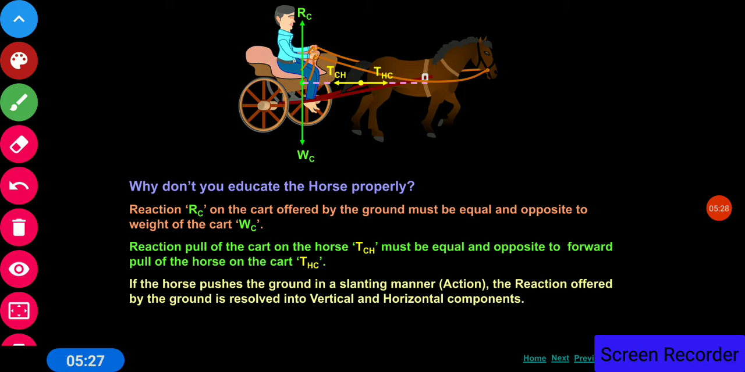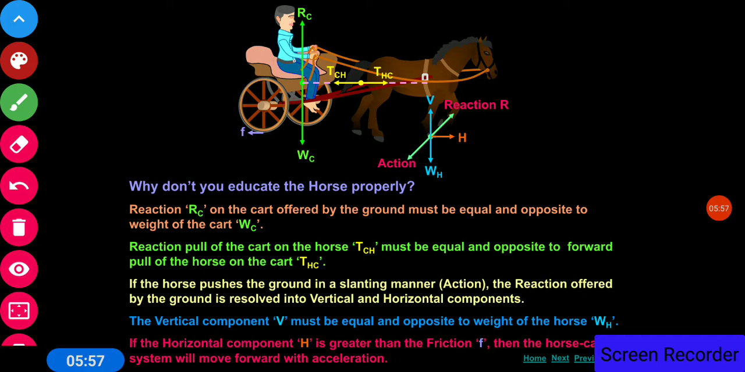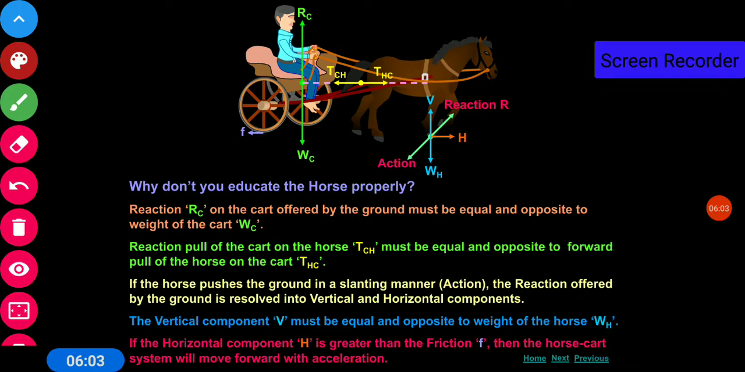If the horse pushes the ground in a slanting manner, that is the action, as we do when we are walking. So if the horse pushes the ground in a slanting manner, the reaction offered by the ground is resolved into vertical and horizontal components, like this as shown in the figure. Then the vertical component must be equal and opposite to the weight of the horse, WH. And if the horizontal component is greater than the friction, then the horse-cart system will move forward with acceleration.